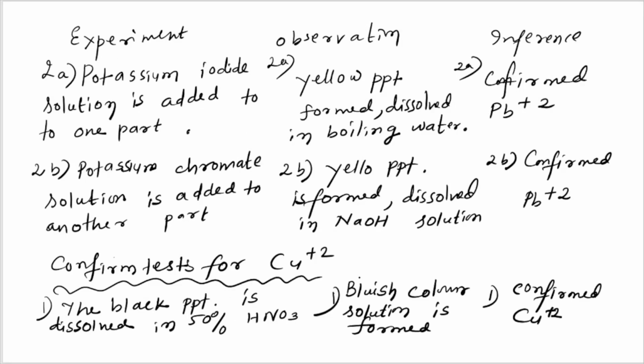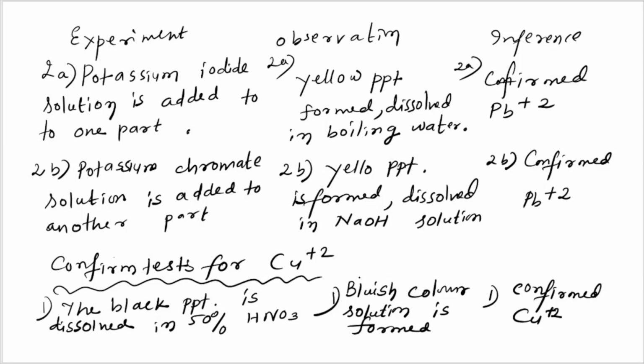Then if you see the potassium iodide, here the only exception is the first one: nitric acid dissolved and dilute hydrochloric acid added. But the other two are the same as the first group. Potassium iodide gives a yellow precipitate that dissolves in boiling water. Potassium chromate gives a yellow precipitate that dissolves in NaOH solution. That means lead chromate is soluble in NaOH solution and lead iodide is soluble in boiling water. That is why in both cases we confirm Pb +2.